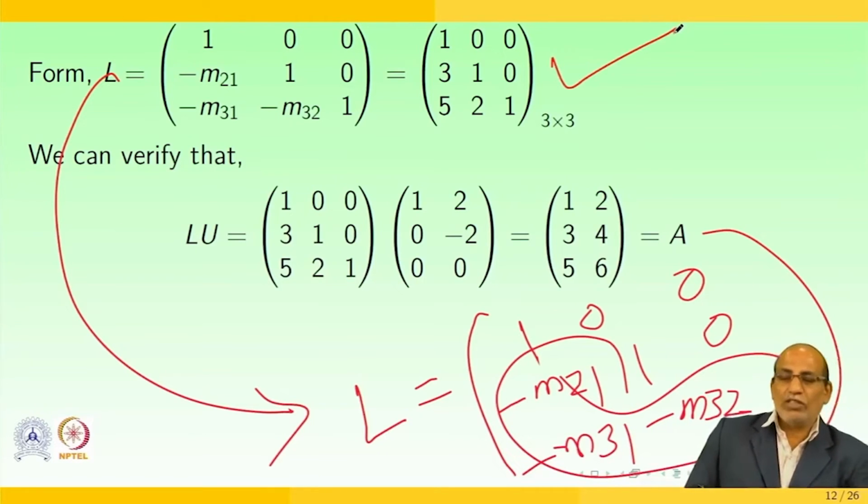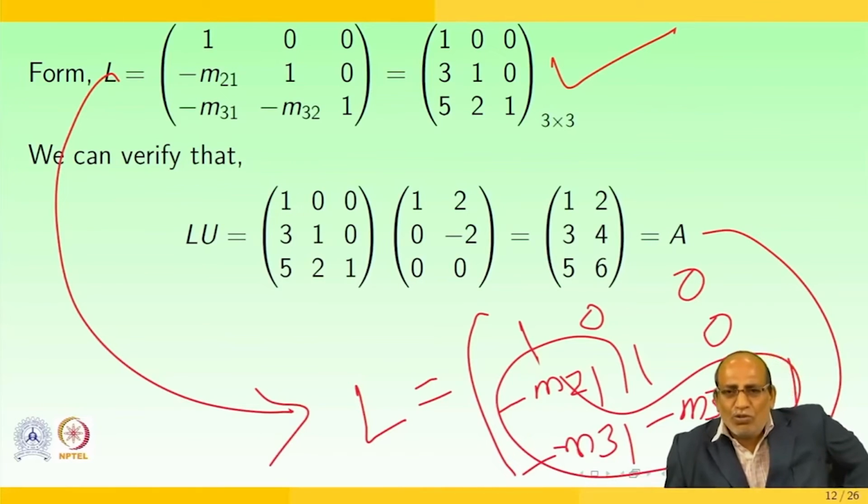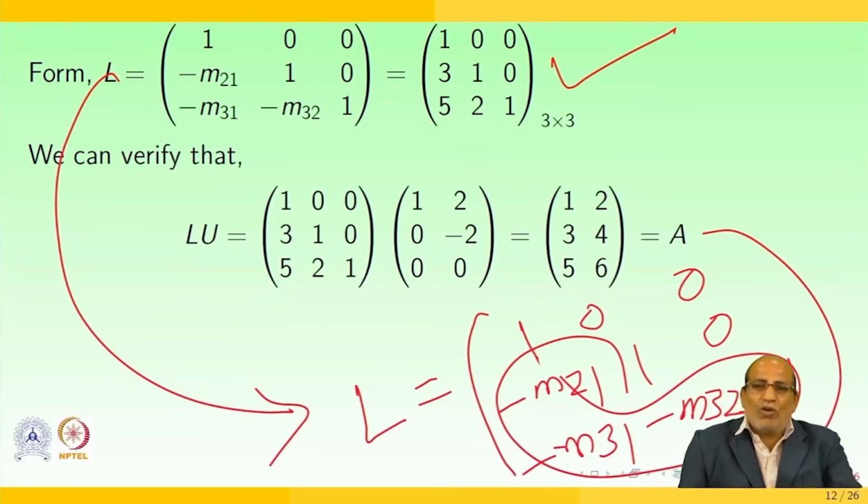So as we see from the previous example and as we also noted down, there is no need to explicitly compute the lower triangular matrix. It will be formed just by using the multipliers.